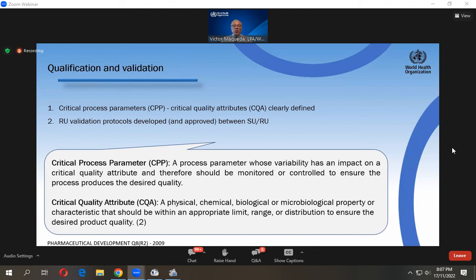And of course, the critical attributes, which of course are closely related to specifications, is a physical, chemical, biological, or microbiological property or characteristic that should be within a limit, a range, or distribution to ensure the desired quality. So this is also coming from pharmaceutical development document Q8, ICH Q8, which I encourage you to read thoroughly.